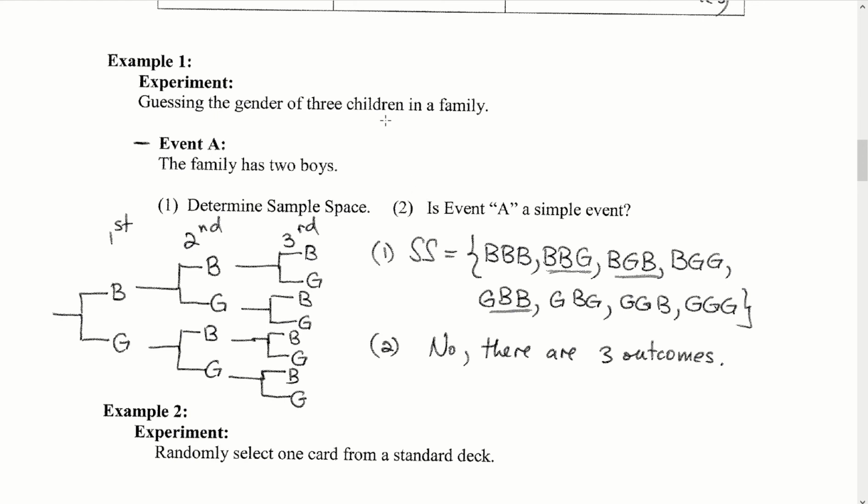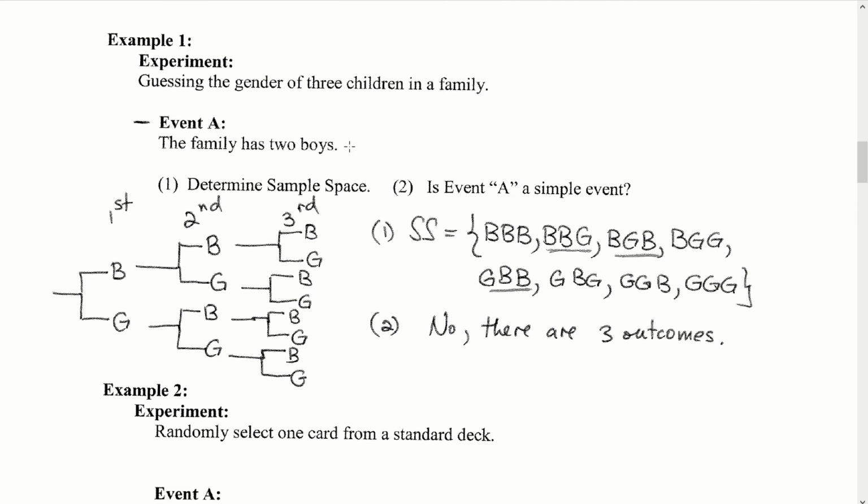Let's take a look at example 1. Guessing the gender of 3 children in a family. Let's suppose that a family has 3 children. The first thing we want to do is write out what would be the sample space in terms of the potential genders for this family.